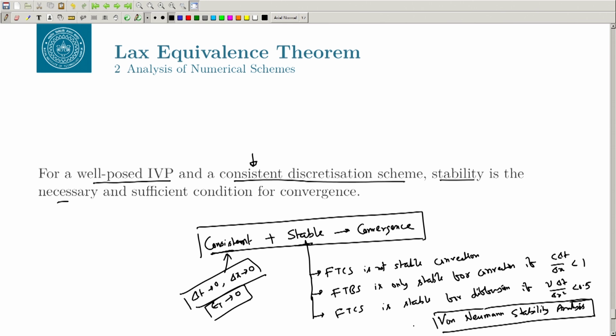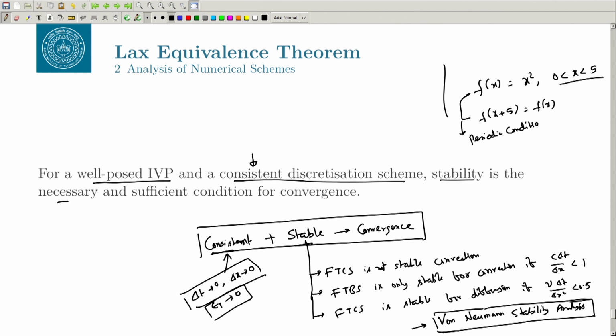The other thing about the von Neumann stability analysis is that it assumes that your problem is periodic. For example, let us say I have a problem where u(x) is equal to some f(x), or let us take a simple example, f(x) is equal to x square between 0 to 5, then f(x plus 5) is equal to f(x). So, this condition is called the periodic condition. That means your signal is repeating.